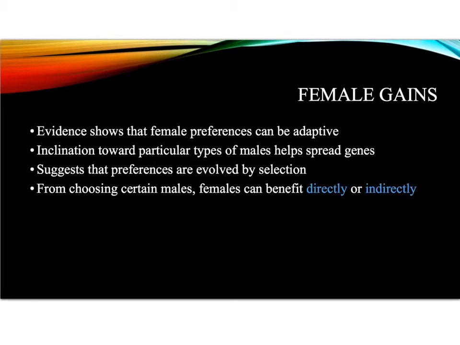However, evidence does show that female preferences can be adaptive. Inclination towards particular types of males helps spread genes. This suggests that preferences are evolved by selection. From choosing certain males, females can benefit directly or indirectly.